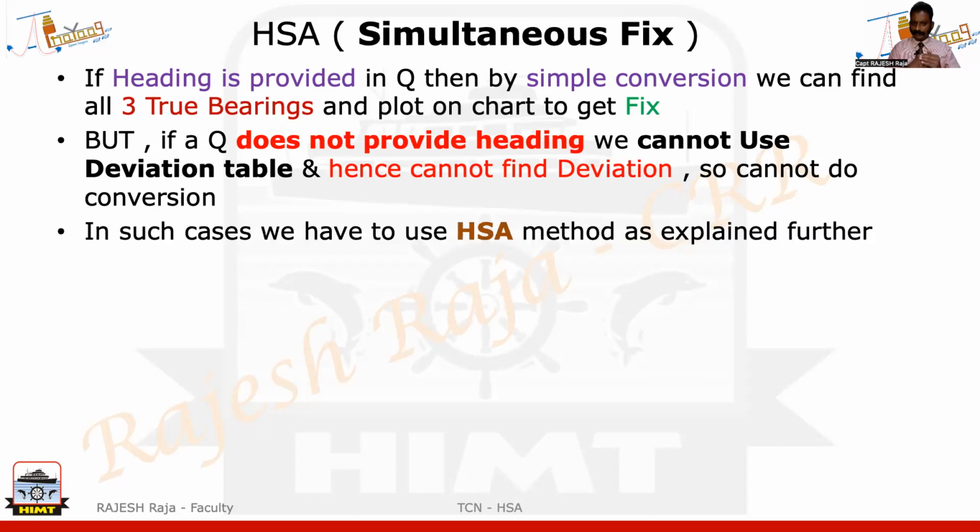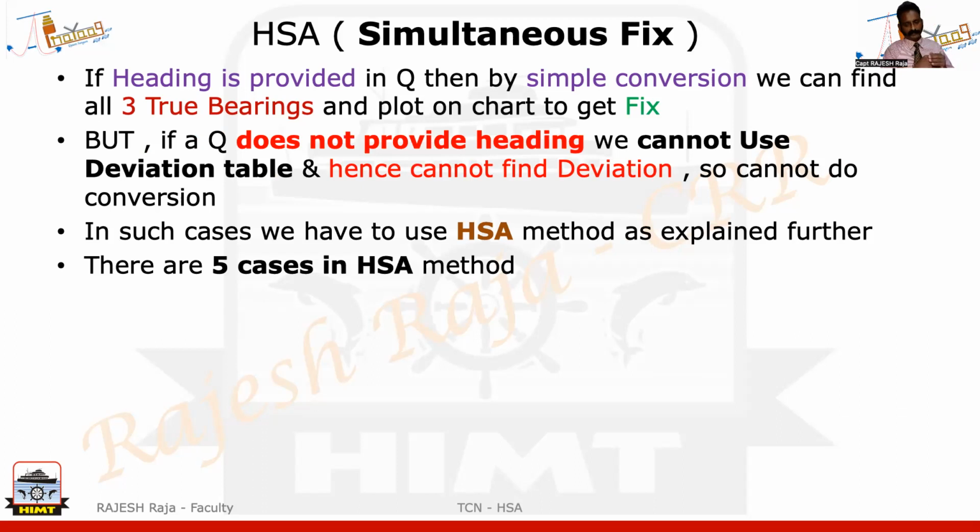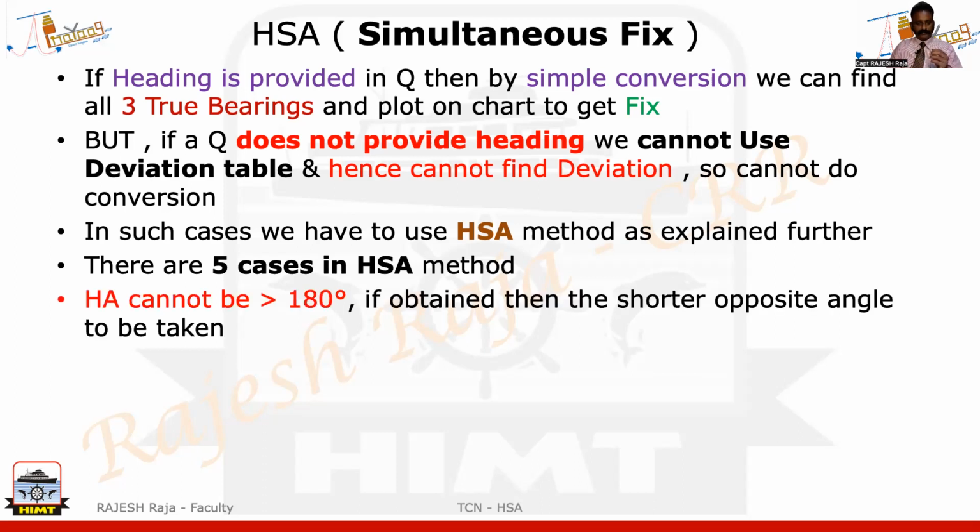Now, whenever this situation comes, I'm going to look at the HSA method or HA method. If you look into the bifurcation of the horizontal angle method or HSA method, you could give it 5 different cases, but I'm going to deal with only one of the cases today in this module. So we'll see what that case is and look into that.